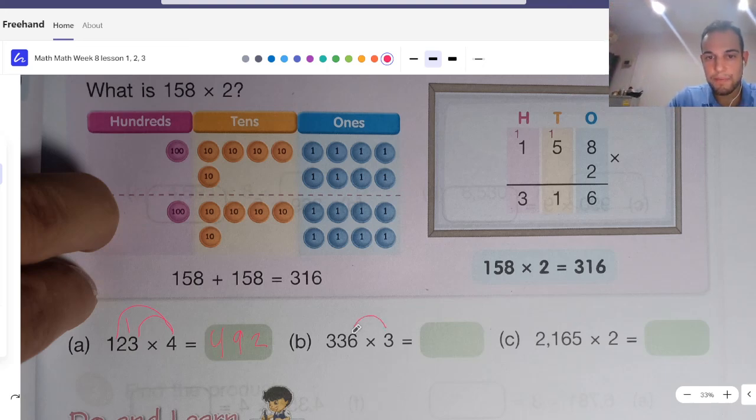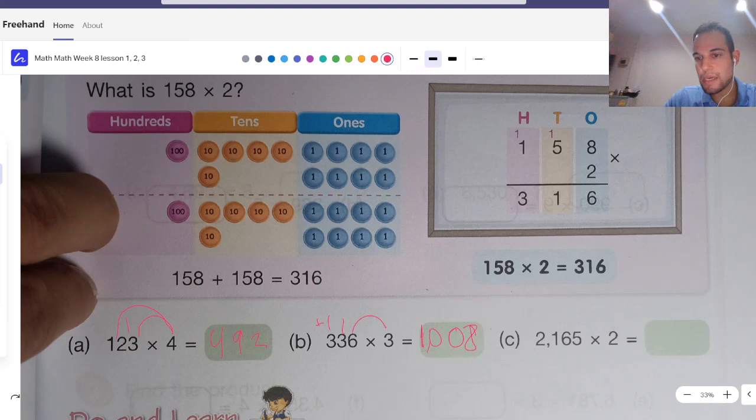Next we have 3 times 6. 3 times 6 is 18. So we have our 8 here, carry the 1. 3 times 3 is 9, plus 1 is 10. So we have 0 here, and carry the 1 again. And then we have 3 times 3, 9, plus 1 is 10. So we have 1008.